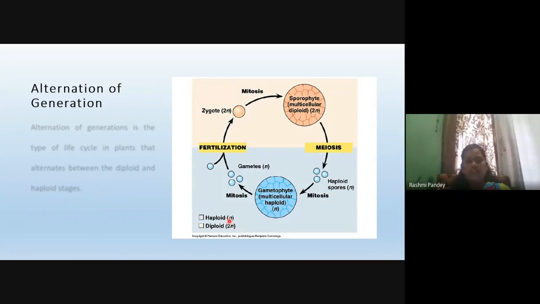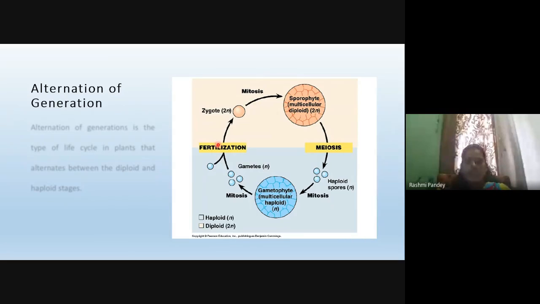So here we can see there are two kinds of organism phases. One is haploid, having half the number of chromosomes, and one is diploid, that is 2n, double the number of chromosomes. Clearly we can see this whole life cycle is divided into two different parts. One is blue in color, haploid, having only n number of chromosomes. One is shown red in color, diploid, having 2n number of chromosomes. Whatever is alternating from diploid to haploid, and again coming back to the same, is called the alternation of generation.